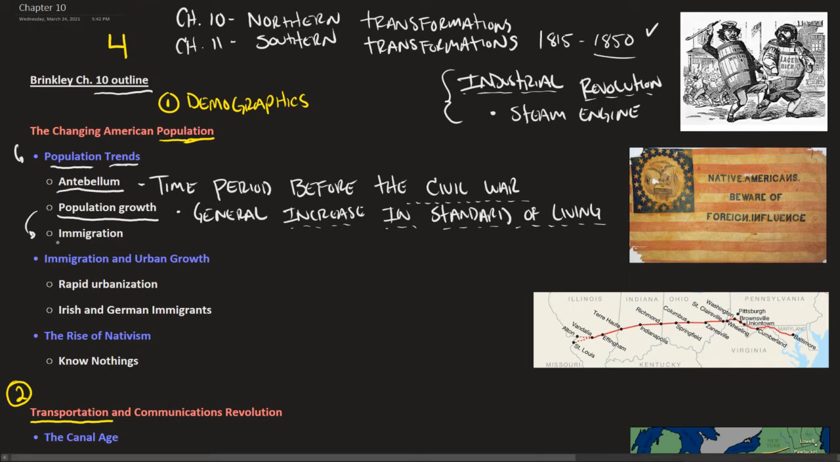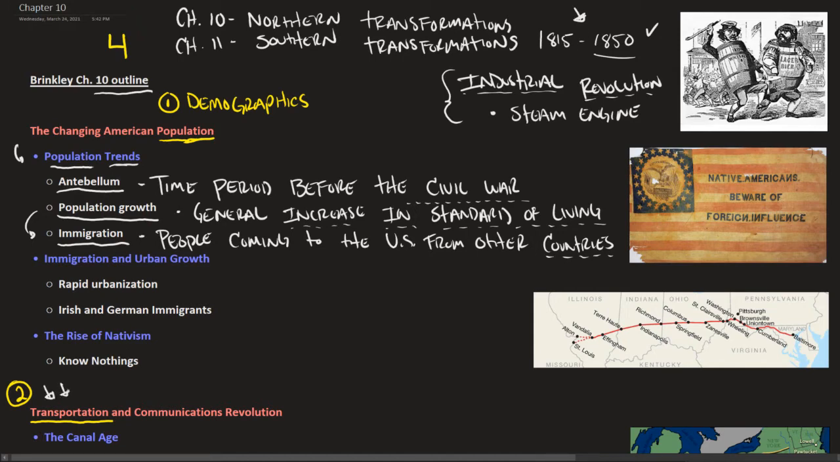But also a big contributing factor was immigration, right? And immigration is simply people, we'll just say in this case, people coming to the U.S. from other countries. And this really picked up significantly in these years here. A lot of it has to do with some of the new transportation methods that are out there, and we'll talk about exactly what that is. It simply just became a lot cheaper and a lot easier for people to come to the U.S. But there were also other factors as well.